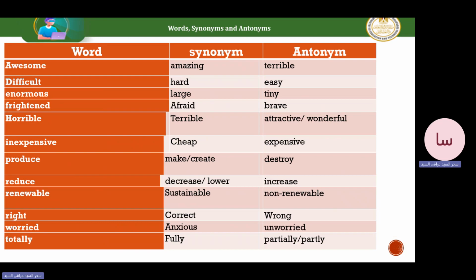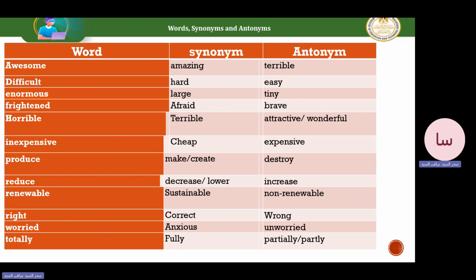Now I'm going to give you some synonyms and antonyms. Awesome. What does it mean? It means amazing. And the antonym is terrible. Difficult, it's hard. And the antonym is easy. Enormous means large. And the antonym is tiny. Frightened, afraid. And the antonym is brave. Horrible means terrible. And the antonym is attractive or wonderful.